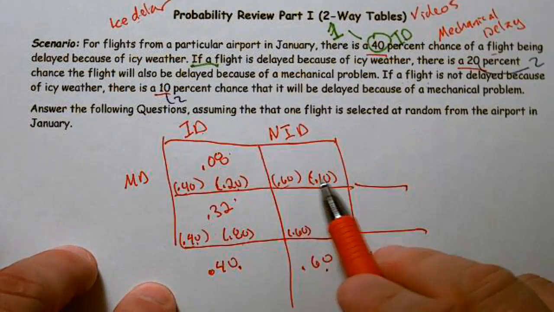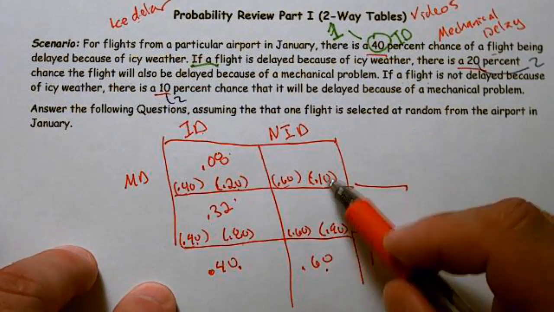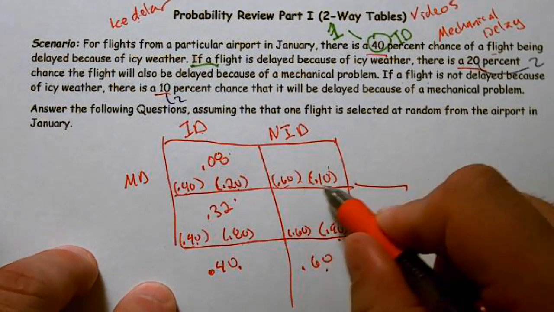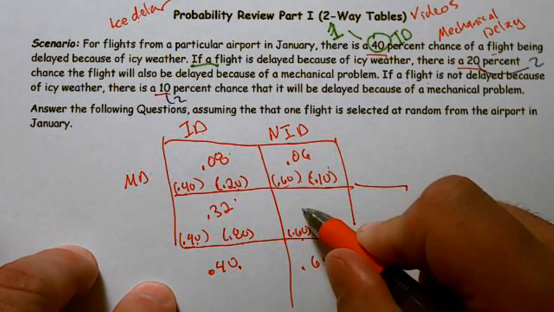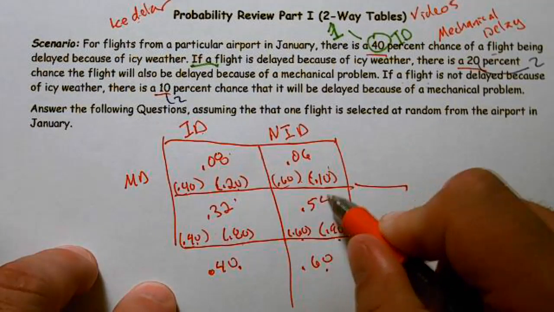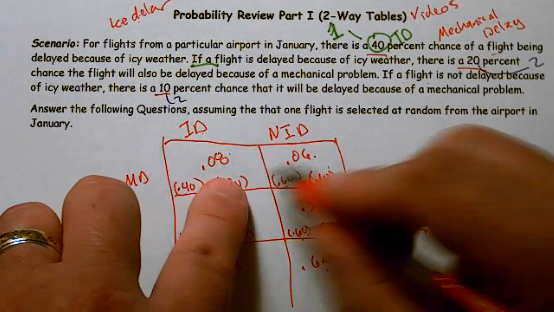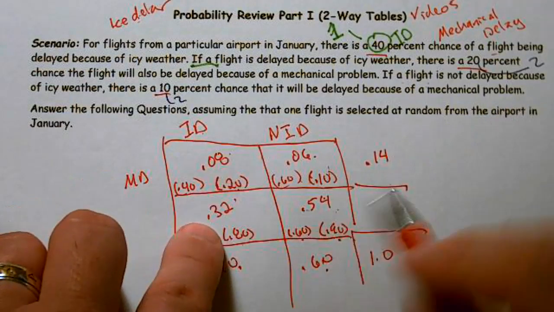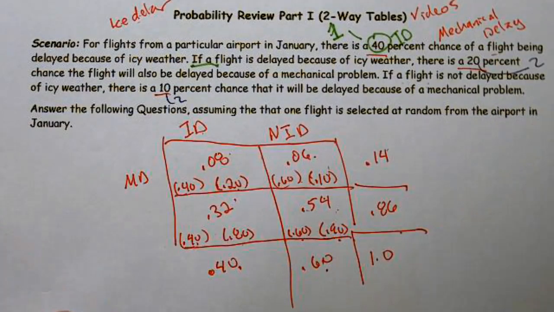Well, 1 minus 0.1 is 0.9. So these two sum to one whole, which they have to. I multiply these out and I get 0.06. And I multiply these two out and I get 0.54. And 0.06 and 0.54 sum up here, and that looks pretty good. I add these two across and I get 0.14. And I add these two across and I get 0.86, and this sums up to 1 whole. So I'm feeling pretty good about the way this is working right now.